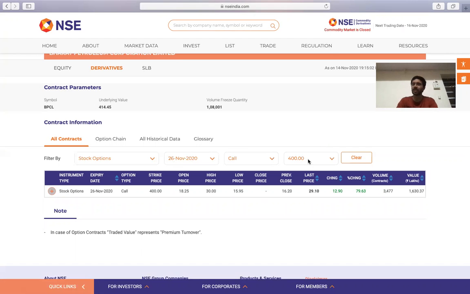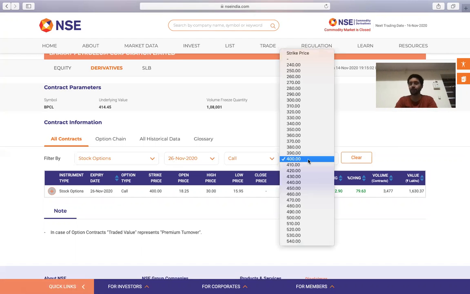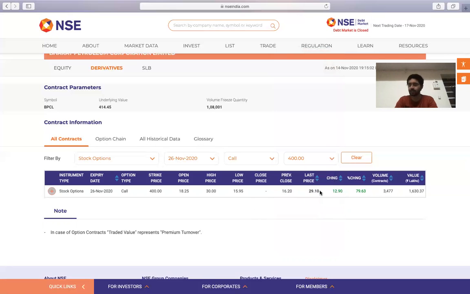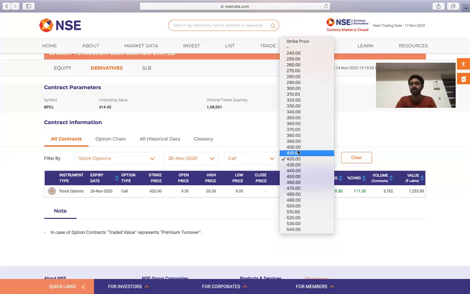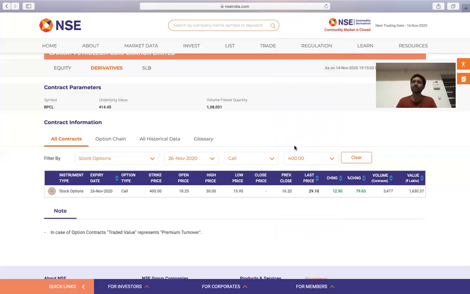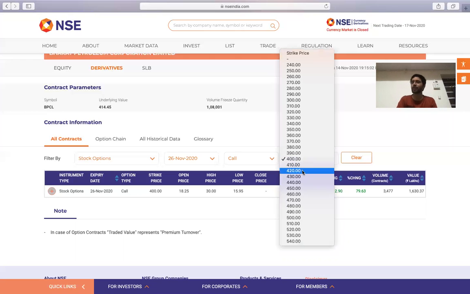Okay, now let's say I increase the strike price from 400 to 420. Just remember this carefully. The price of this call option is 29. I am changing the strike price to 420. For one particular option of BPCL, you have multiple strike prices also trading. You have 400, 410, 420, 430, etc. So now I have taken this call option whose strike price was 400, and we saw that the price was 29. Now I'm changing it to 420.